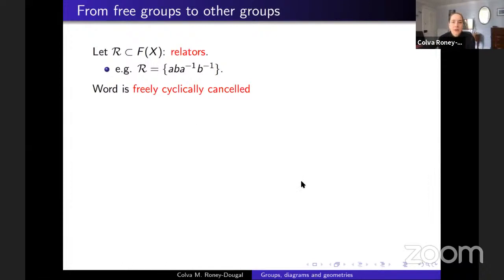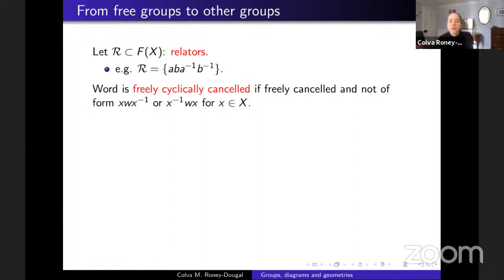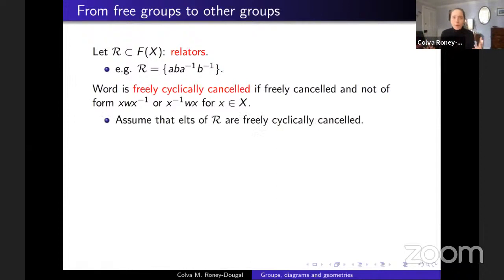Now I'm going to say that a word is freely cyclically cancelled if it's freely cancelled, so it doesn't have any XX inverse pairs, and it's not of the form beginning with an X and finishing with an X inverse, or beginning with an X inverse and finishing with an X. Don't worry too much for now, but it's important to assume that the elements of R are freely cyclically cancelled. So if you look at the example I've given, it begins with an A and ends with a B inverse. Those are different letters, so that's fine.